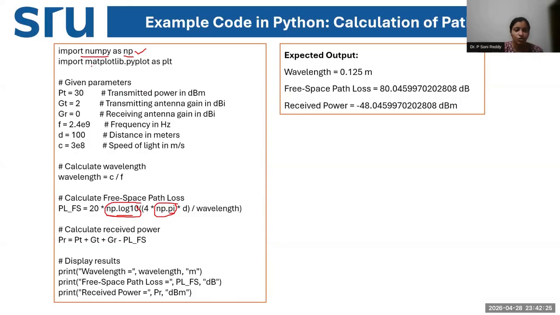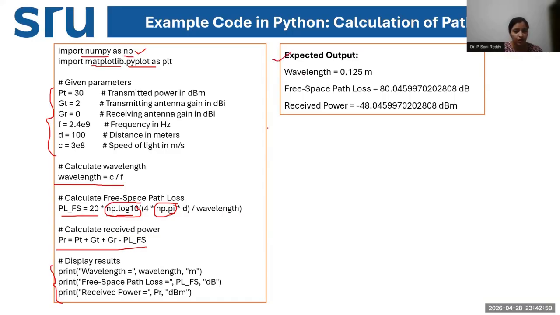Okay. We are also going to use the matplotlib library, pyplot, to plot different parameters on the x-axis and y-axis to see how the path loss varies with distance, and how the receive power varies with distance. So these are the given parameters. Define them using variables, then do the calculation for wavelength, the calculation for path loss, and the direct formulas for receive power, and then you can print the final value. So you'll get the final value printed as here, that is the expected output.